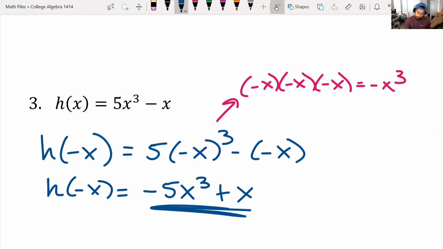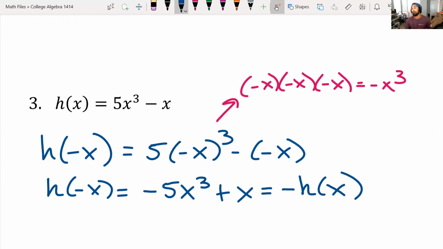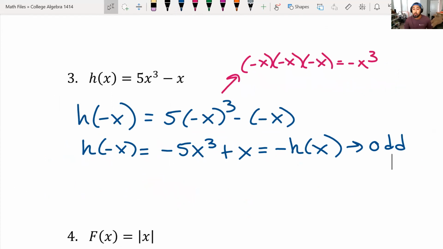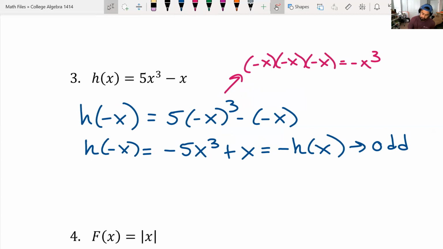Yes. Which means that this gave back to us negative h of x, which means this is an odd function. And also, one quick way to check if it's odd, like if you are still wondering if it's odd, all you have to do is take negative 1. Oops. So I just call this a quick check.